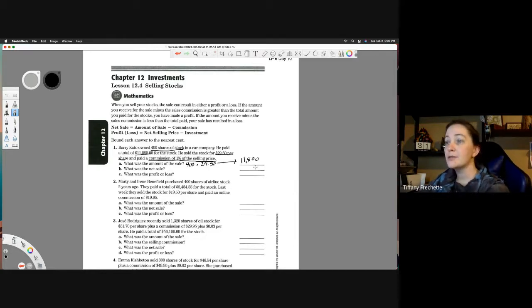$11,800. So that's how much we sold the stock for. But we have to pay a commission. We have to pay someone to do this. There's a broker involved. So what was the net sale? We're just going to take this 11,000.